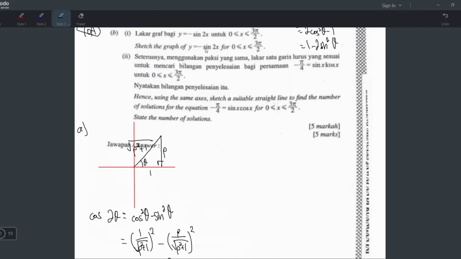Question B1. Sketch the graph of y equals negative sine 2x for x between 0 and 3 pi over 2. Okay, this is a sketch question. And yeah, we have to sketch. I did notice that they want you to draw 0 until 3 pi over 2 only. 3 pi over 2 is in radian. And in degrees it is 270 degrees. Okay. But we don't care about that first. Let's try to get the shape of the graph correct first.